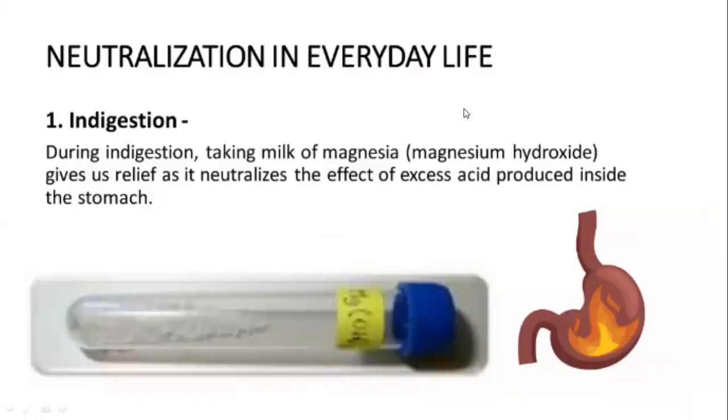First is during indigestion, when we take in food. Taking milk of magnesia, which we learned just now, which is a base, gives us relief as it neutralizes the effect of excess acidity or acid produced inside the stomach. Inside our stomach, HCl is produced, which burns the layer of stomach if we don't eat anything. Hence, we have to take our food on time, or there will be acidity, for which we have to take a base, that is milk of magnesia.